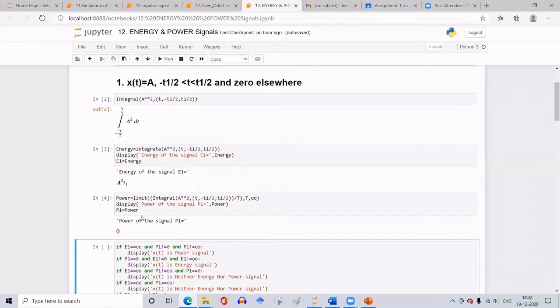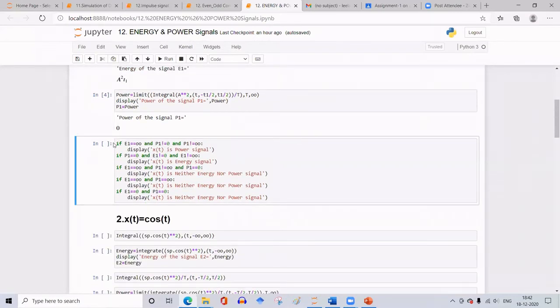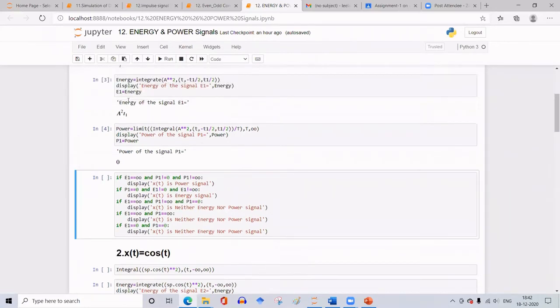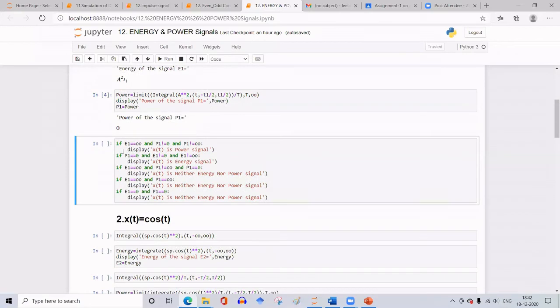So how to check it? I must write a code to check all the conditions and then come to the conclusion about what type of signal it is. For that, I have written some code with conditional statements using if. First, I am comparing E1 and P1, where E1 is the energy of the first problem, and P1 is the power of the first problem.